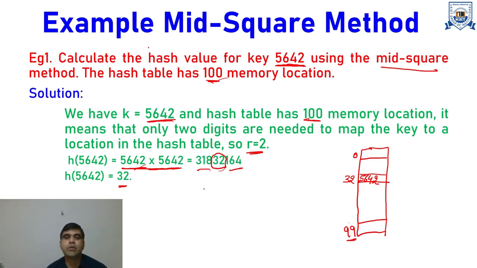Now, it might be possible that given a key value and its square, h(k) means the square, after squaring a key value you will get something like 1 2 3 4 5. Let's suppose r is equal to 2. Then it is up to you whether you take 23 or 34, because you need to choose 2 digits, so you can take either one and both will be correct. So that is the mid-square method.